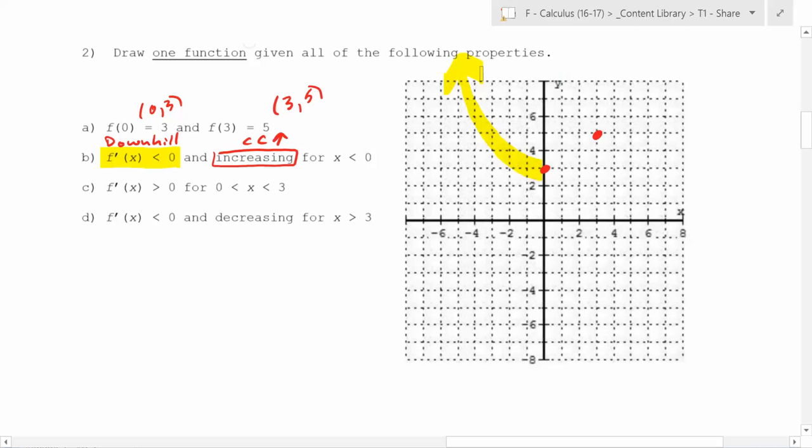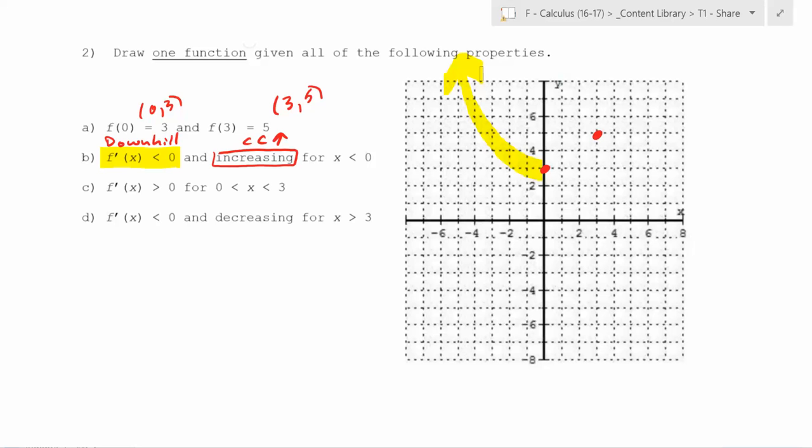Do you agree with that yellow right there? Do you agree that the derivative is negative on that yellow one? Is it going downhill from left to right? Yeah. Is it concave up? Yeah. Could it do a lot of other things? Could it be steeper? Could it be less steep? Absolutely. Okay, so what about C?